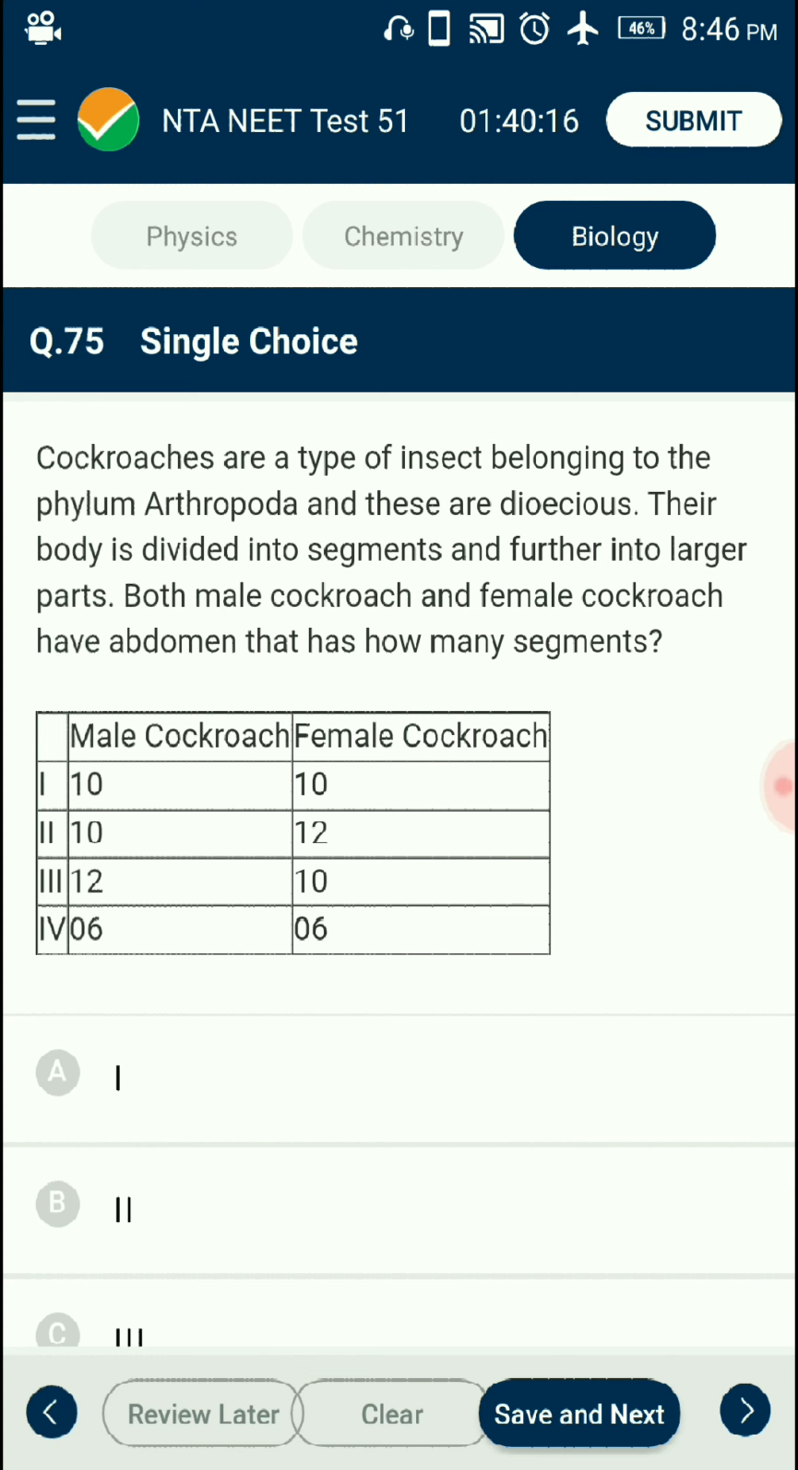The cockroach body is divisible into three major parts: head, thorax and abdomen. The head of the cockroach has 6 fused segments and the abdomen is made up of 10. Even though the cockroach is dioecious, with male and female separate organisms, the segmentation into 3 parts is the same. Abdomen in both female and male consists of 10 segments each, thus making row 1 the right answer. So the answer is option A.